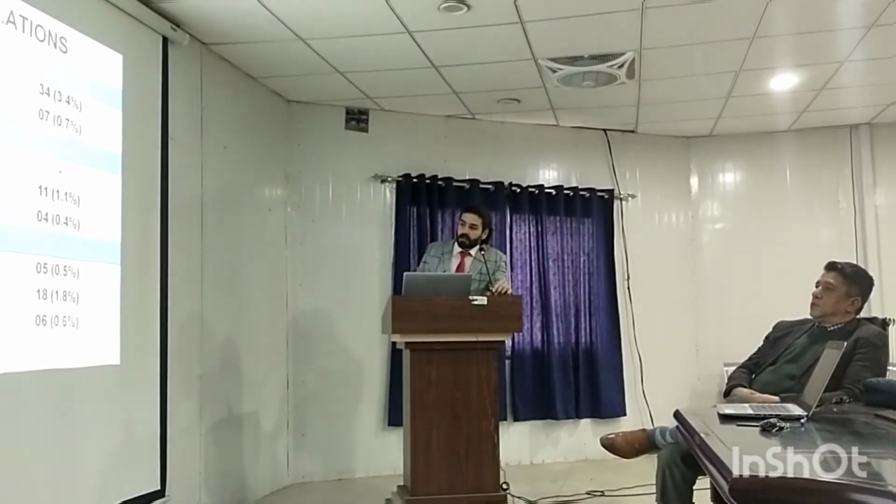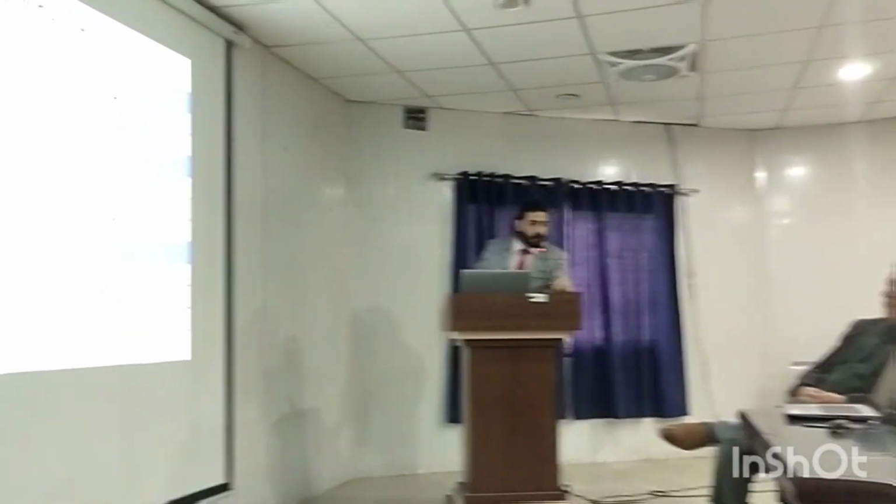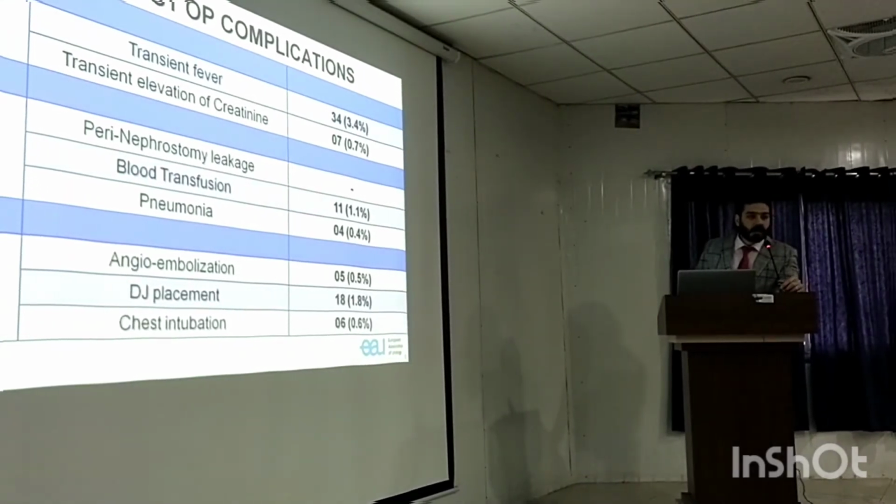Then DJ stent 1.8%, chest intubation 0.6%. Chest intubation most commonly occurs with upper pole punctures. For complete staghorn stone, we did double punctures, upper and lower pole simultaneously. Then there is a need for chest intubation.